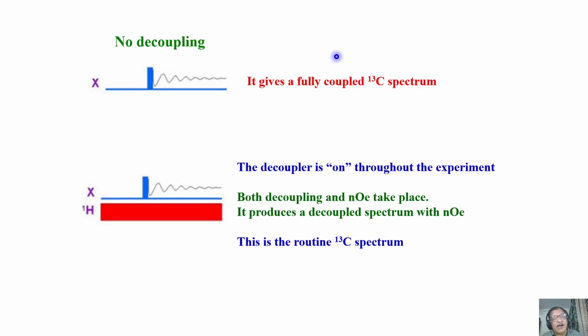Protons which are attached to carbons which are 2 bonds away, 3 bonds away, are coupled to this carbon. So it is called a fully coupled spectrum, with no decoupling. It is generally a complex spectrum, and the signal to noise ratio is much less.